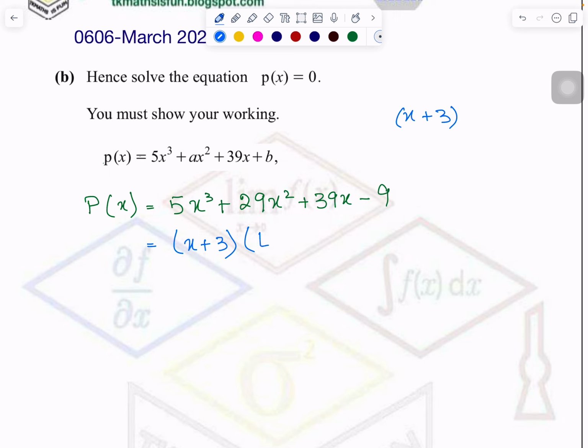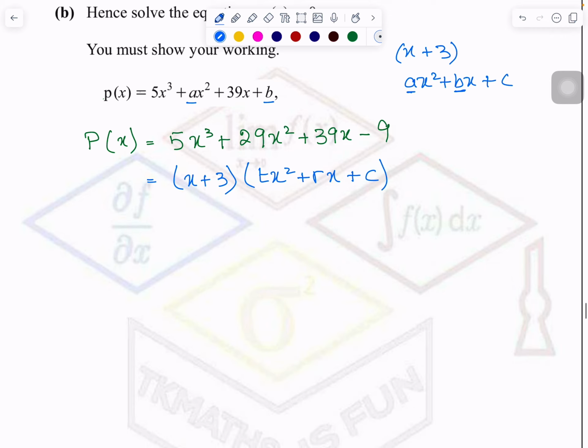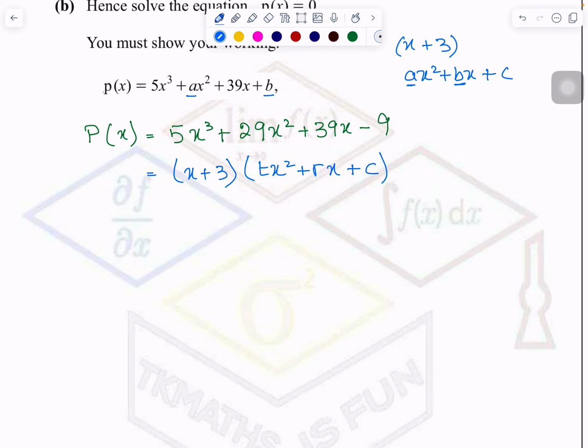So suppose tx square, because the general quadratic equation is what? Ax square plus bx plus c. I want to change A and B because they are already given in the question, so to avoid any confusion, I'm just taking other letters. Now I have to find the T, R and C values so that I can find the factors of the quadratic. What are the methods? If you remember, there are 3 methods: synthetic division, comparing the coefficients, and long division method.